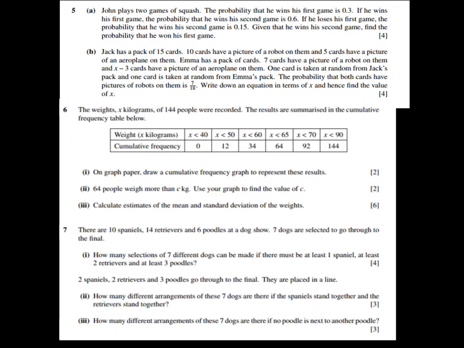Okay, and then on to question 5. John playing games of squash, how exciting. It talks about him winning the first game, and then if he wins the first game, the probability of winning the second game is different at 0.6. So that kind of tells you it's going to be a probability tree.